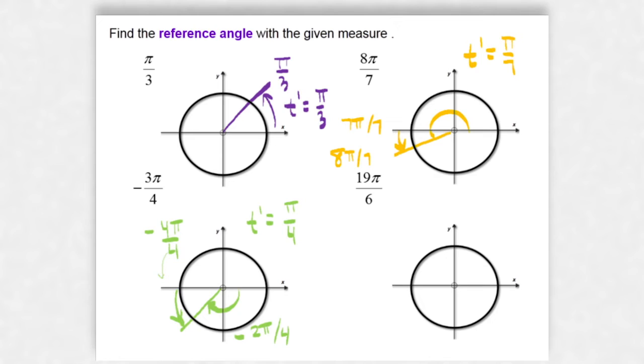If I take a look at once around, see if I can pick, how about blue, right? Once around would be 2 pi, but that's 12 pi over 6, right? Yes. How much further would I have to rotate then to get to 19 pi over 6? 7 pi over 6? That would put me in which quadrant?